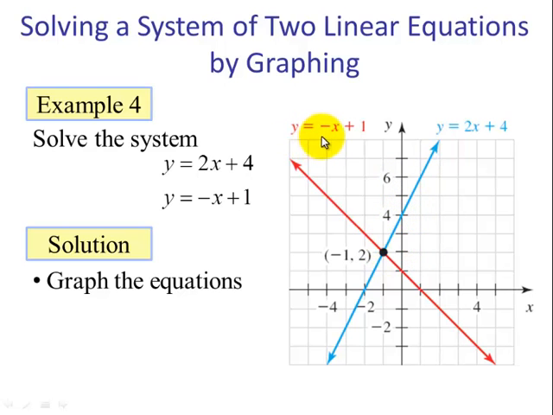For the equation y equals negative x plus 1, the y-intercept is a positive 1, and the slope is a negative 1. So we go down 1 and to the right 1. So we rise a negative 1, we run a positive 1, or we can rise a 1 and run to the left 1, which is a negative 1. And we see that the solution is negative 1, 2.